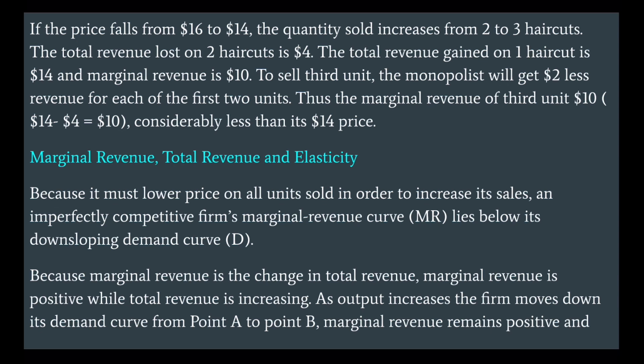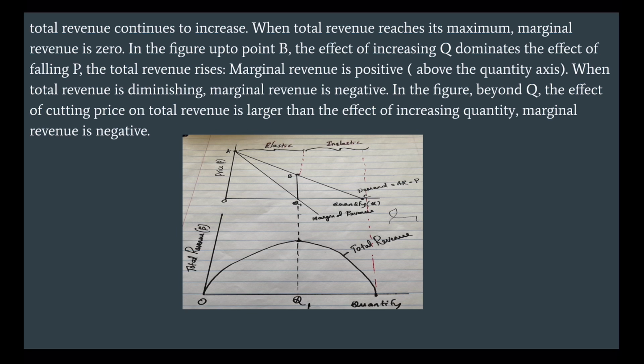Marginal revenue, total revenue, and elasticity. Because it must lower price on all units sold in order to increase its sales, an imperfectly competitive firm's marginal revenue curve lies below its downsloping demand curve. Because marginal revenue is a change in total revenue, marginal revenue is positive while total revenue is increasing. As output increases, the firm moves down its demand curve from point A to point B. Marginal revenue remains positive. Total revenue continues to increase.